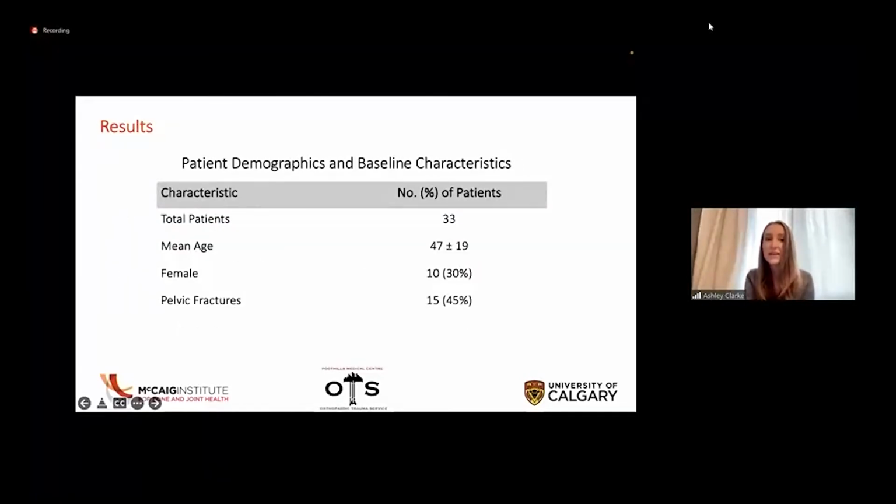Here I've outlined patient demographics and baseline characteristics. In this cohort, we've had a total of 33 patients. They had a mean age of 47, and most of the cohort consisted of males, with only 10 females. We also saw a pretty even split between pelvic fractures and acetabular fractures at 15 and 18 respectively.